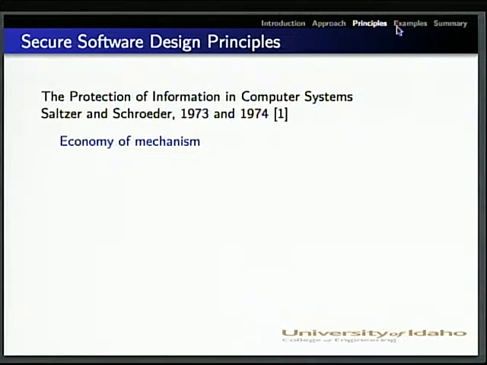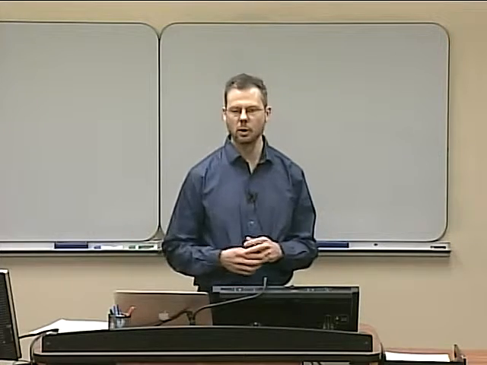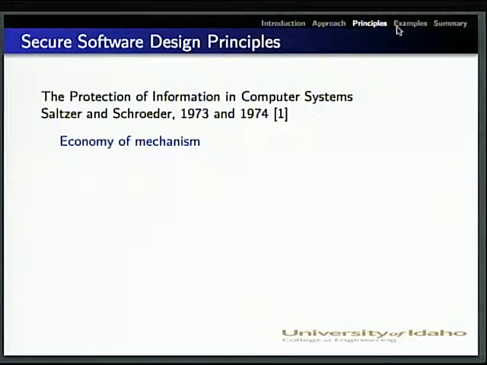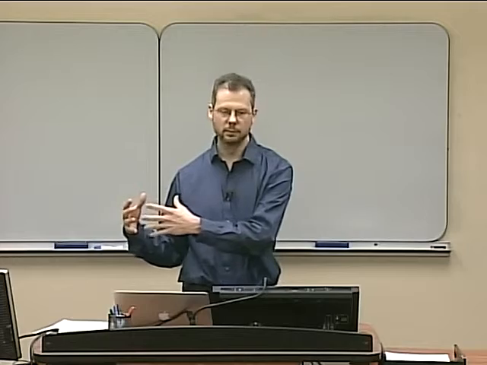The first one is economy of mechanism. Economy of mechanism is sometimes called Occam's razor. It means that if there are two options that are equally possible and they're the same with respect to your system, you should choose the one that is the simplest. The second one is fail-safe defaults. Fail-safe defaults means that if your system is going to fail, you should have it fail by default on the option that is going to be the safest or the most secure.